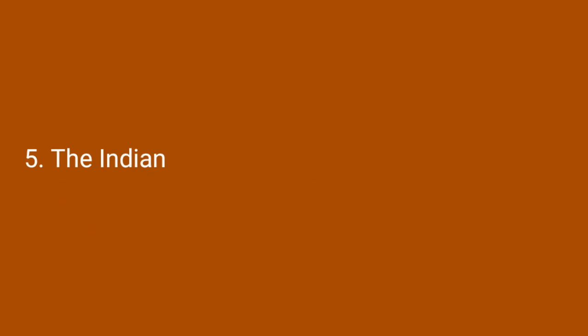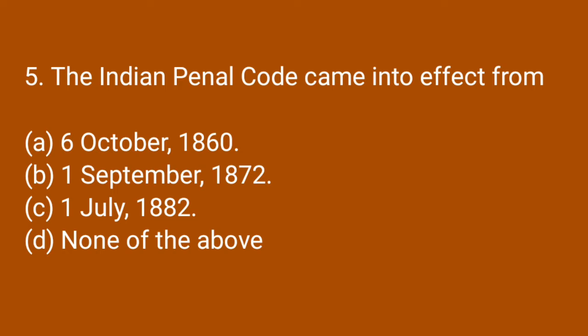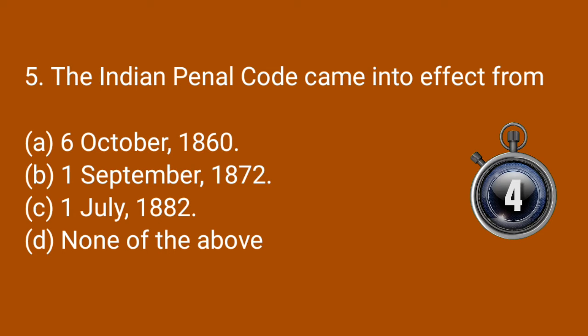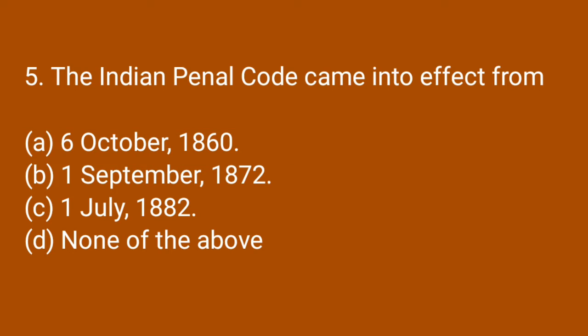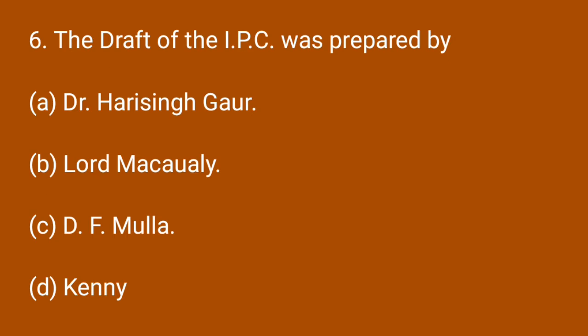Next question is the Indian Penal Code came into effect from. Option A, 6 October 1860. B, 1st September 1872. C, 1st July 1882. D, none of the above. The right answer is A, 6 October 1860.